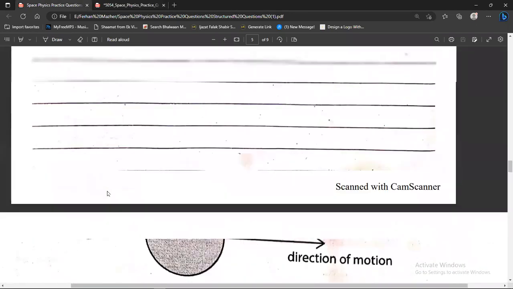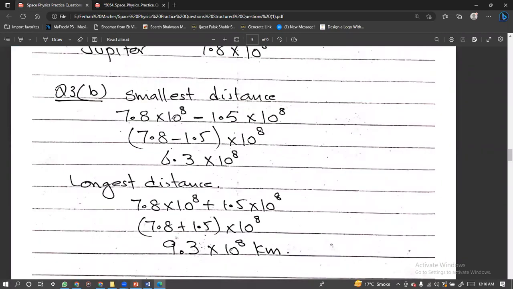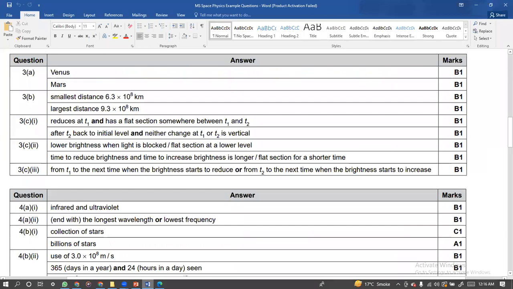What is the smallest distance? So we have 6.3, not here, 6.3 and 9.3. Let's check. I'm just checking the answer.